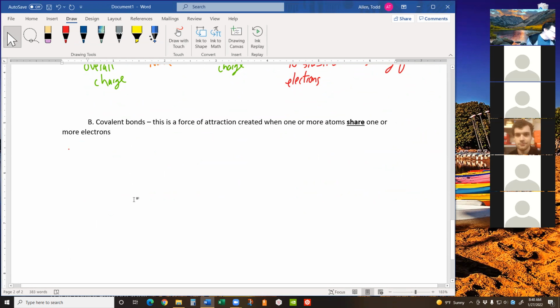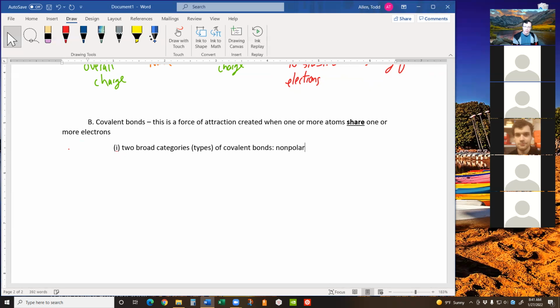And so let's see here. Let me give you some examples. I'll start by saying that there are two categories of covalent bonds that we should really consider to properly understand biology. Okay, there are two broad categories, or perhaps you prefer the word types, of covalent bonds. And those types would be nonpolar covalent bonds and polar covalent bonds.